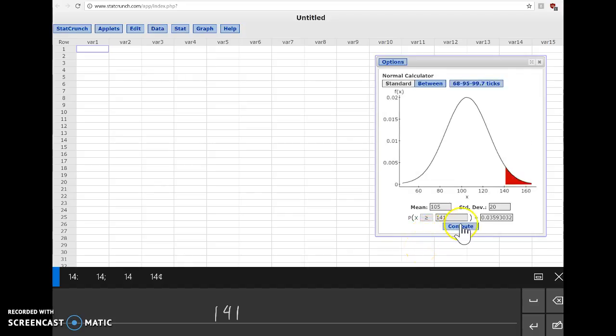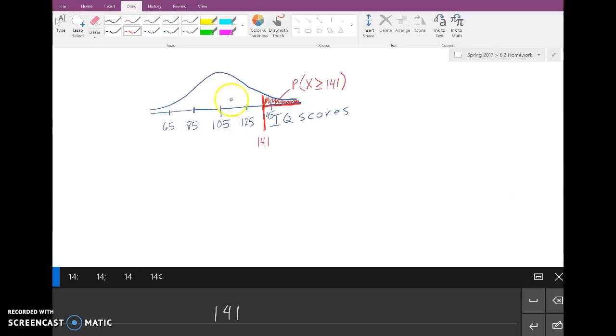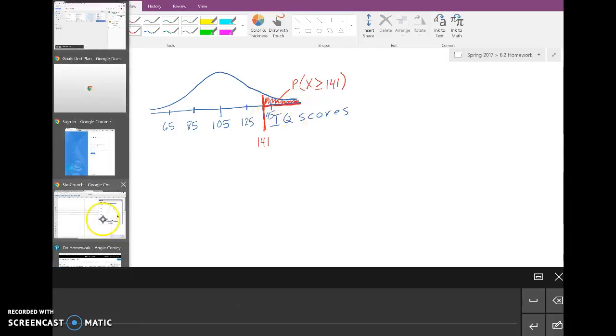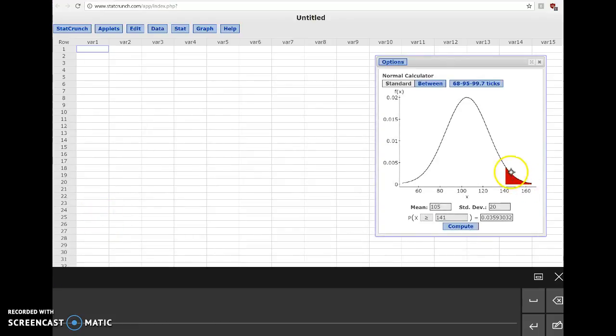And just like that, I didn't even have to push compute. It gives me, notice this is the same picture that I had on mine. Theirs is prettier, but same picture. There's my 141, and I'm shading in the probability above. Note their picture is that same tail end there. So our mean's 105 and 141 or higher.